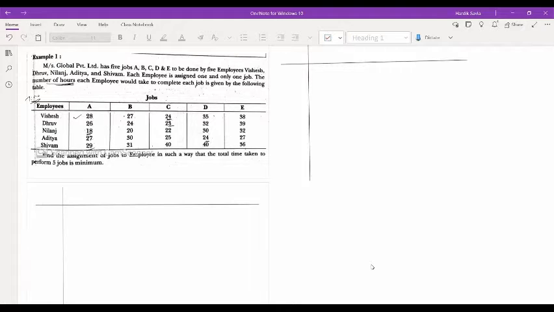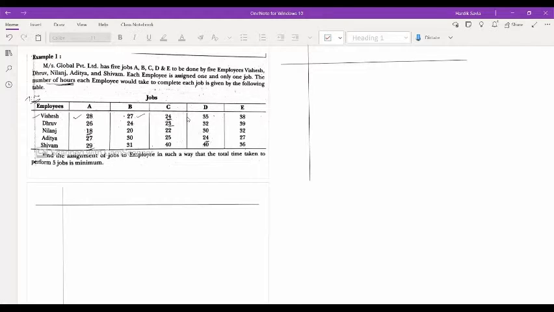Each employee is assigned one and only one job. The number of hours each employee would take to complete each job is given by the following table. So the table is giving information about the number of hours that each employee would take to complete the given jobs. For example, if you talk about Vishesh, if he is given job A, he is going to complete it in 28 hours. If the same person Vishesh was given job B, he would have completed that job in 27 hours. Now if you talk about job A, which is going to be completed in 28 hours by Vishesh, but if you give the same job to Dhruv, it could be completed in 26 hours as well, and so on. So the details of number of hours required by each employee for each job is given in this table.